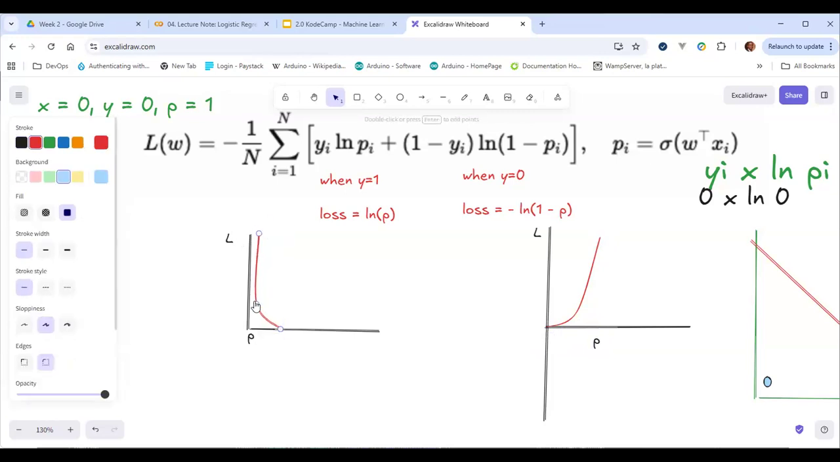So don't mind the way I'm drawing it because I'm not using a very good tool. I could actually do this with a graphing program, but I'll show you how that works.